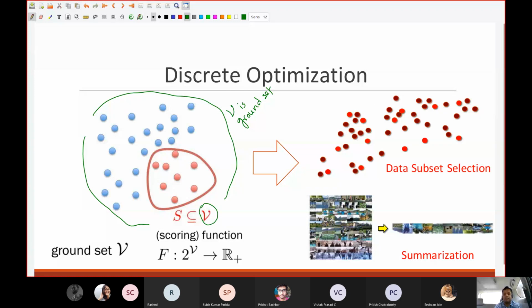An example is summarization. If you have lots of images, I want a subset of images which very well represents the entire set of images. This can be obtained if you have a good function and if you're able to optimize that function.